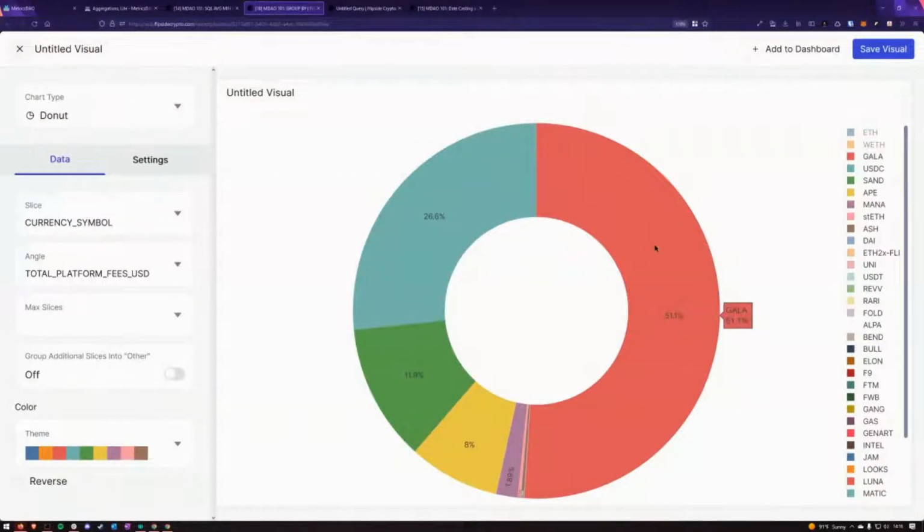So 51% of the remaining, 3% of all sales were in this thing called Gala. 26% in USDC. I would have expected that to be different. That's kind of interesting. 12% in Sand, Ape. So this is interesting. I really thought USDC would be much higher than Gala. So I would like to maybe figure this out a little bit.